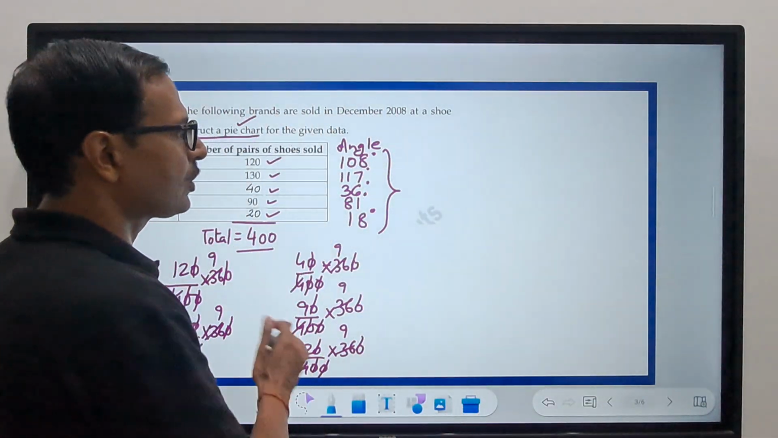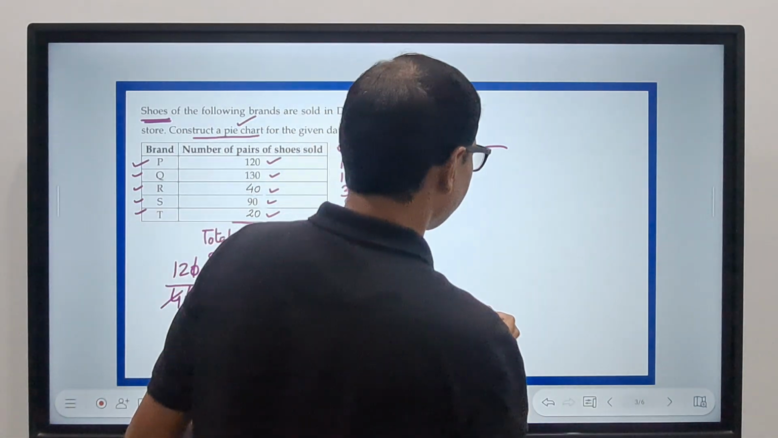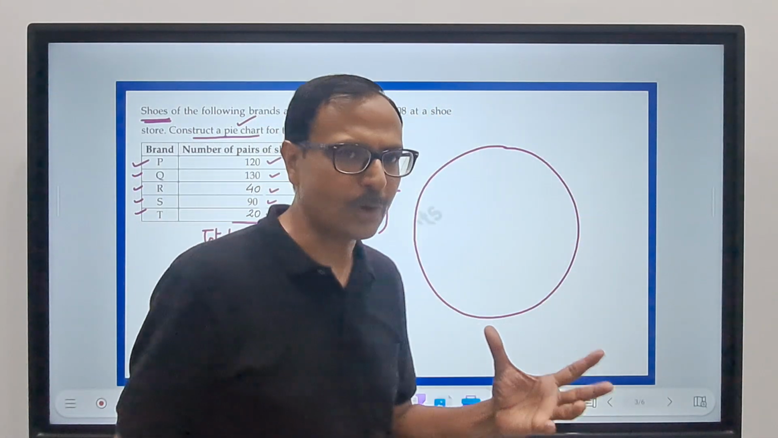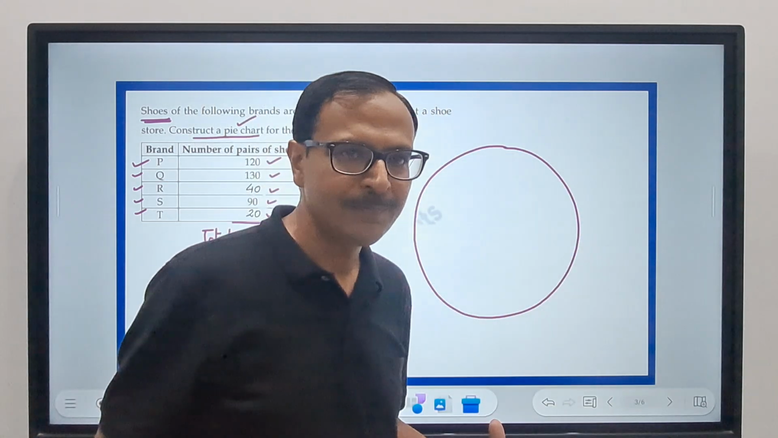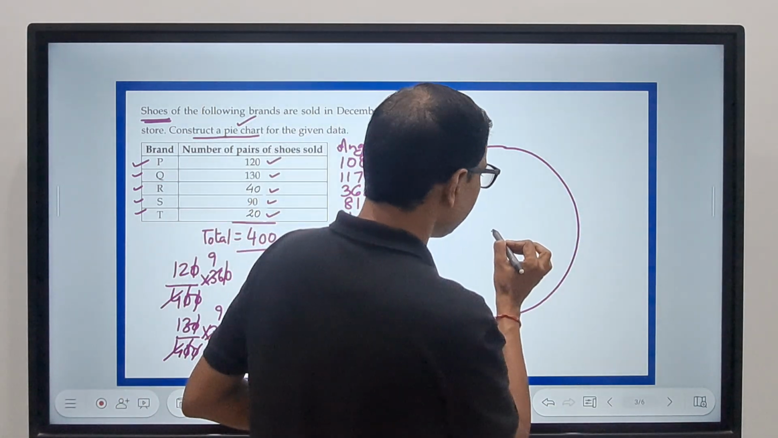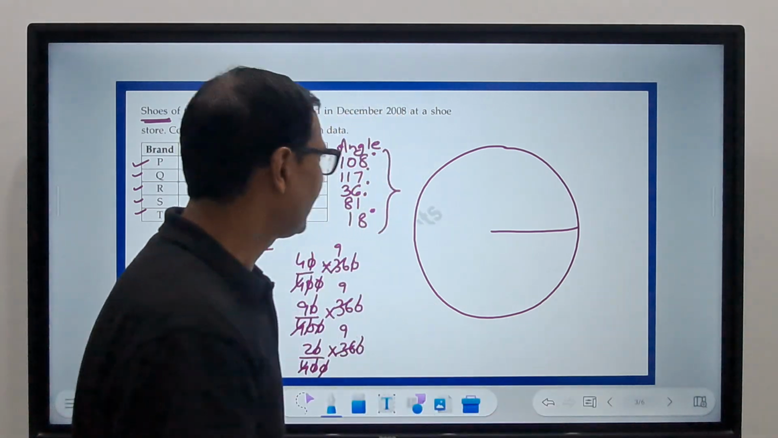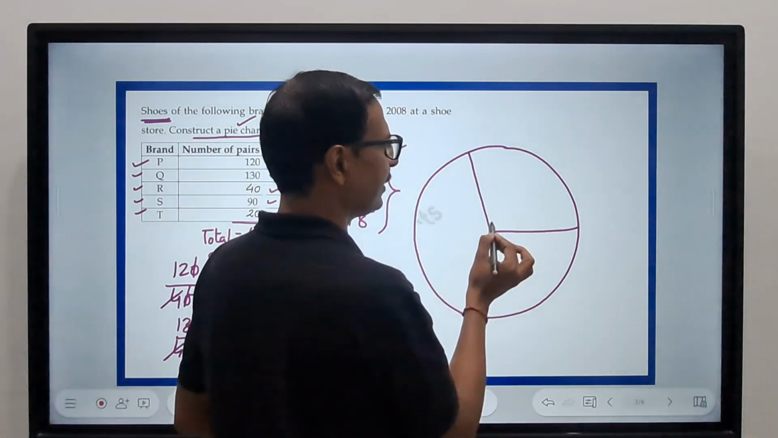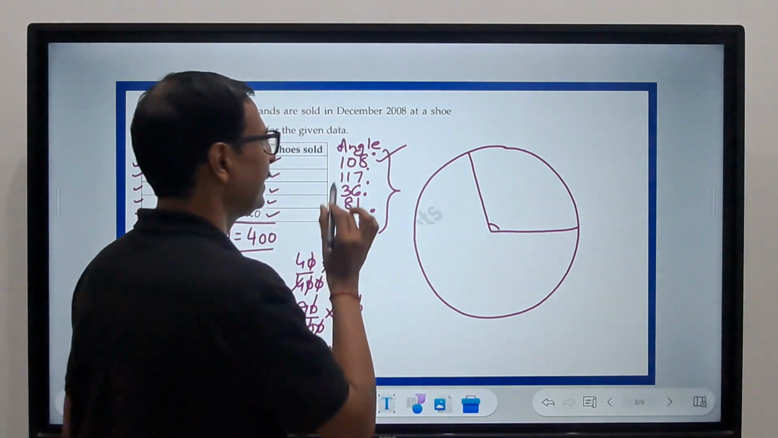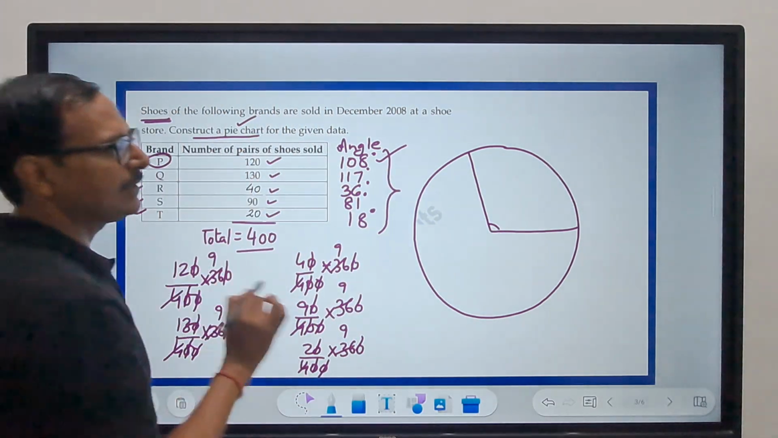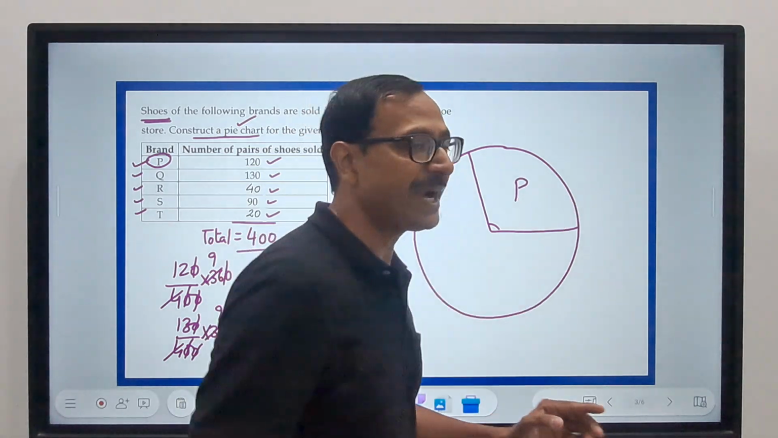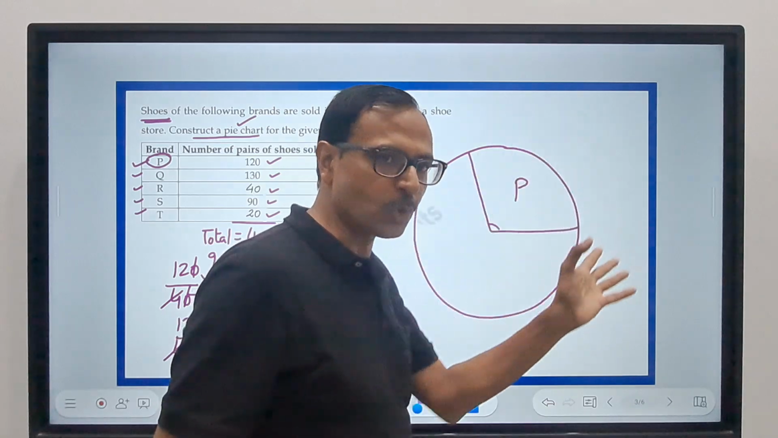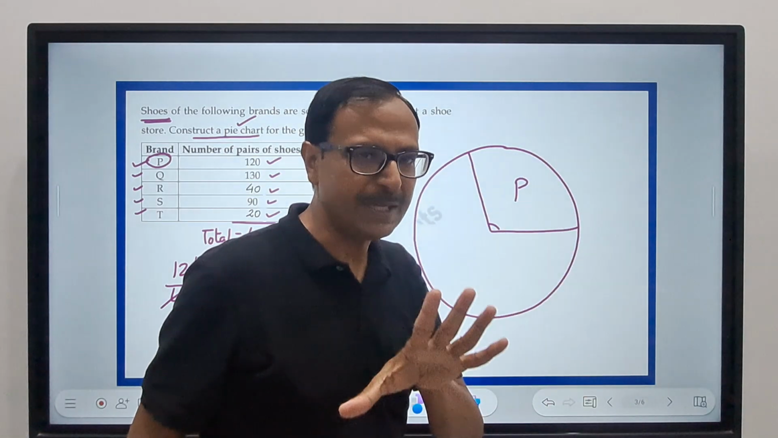Now draw a circle of appropriate radius. I am drawing it freehand, so I might be a little vague in drawing the figure. Now take any radius, and start drawing the first angle, 108 degrees. So 108 degrees will be something like this. This represents brand P, and therefore this sector will represent sale of brand P shoes, out of the total circle. This sector represents P.